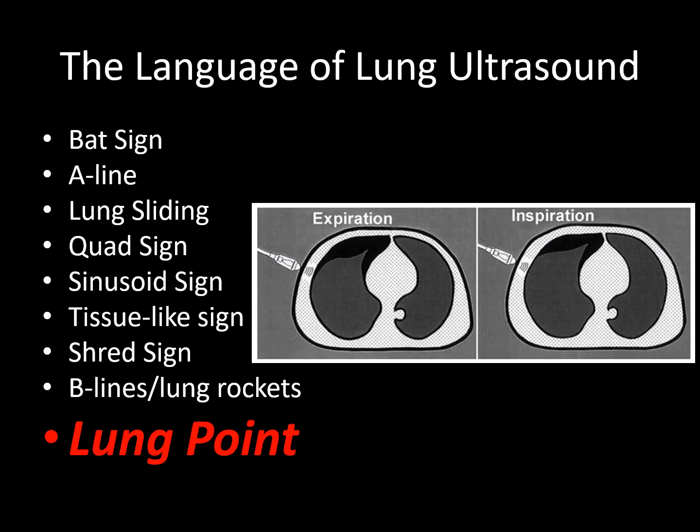Our final sign, the lung point, is specific for pneumothorax. You would look for this in the absence of both lung sliding and B lines, as that scenario is suggestive of pneumothorax.